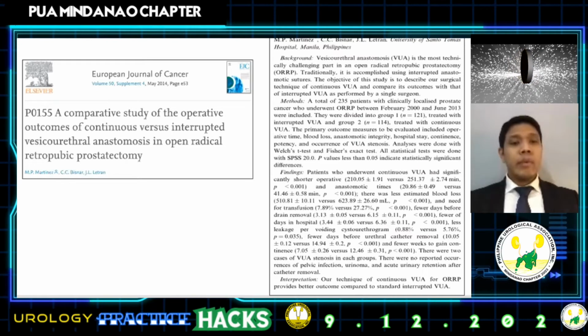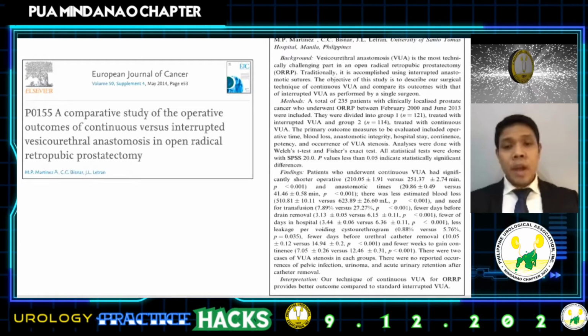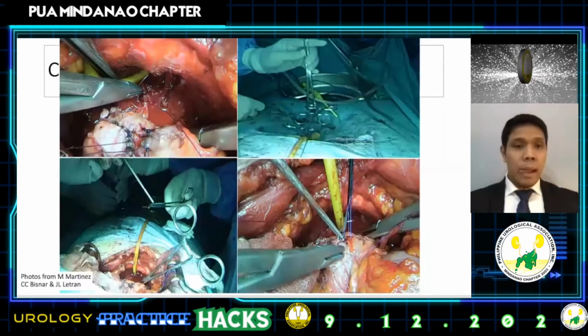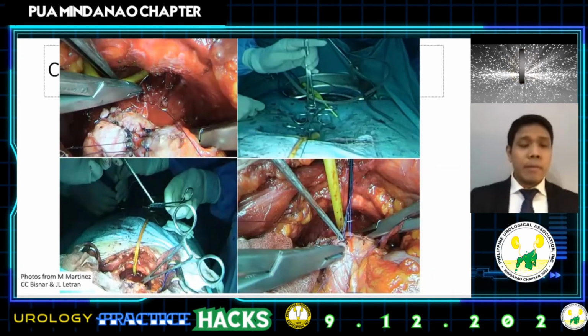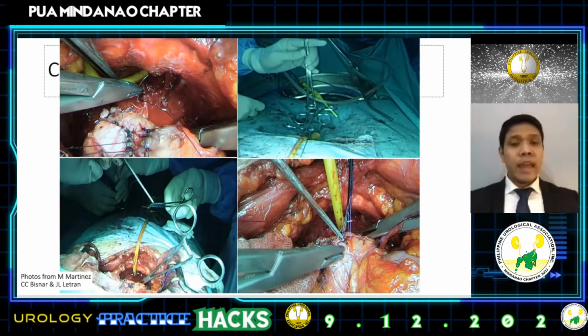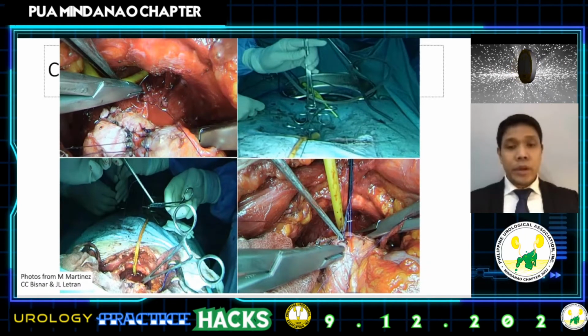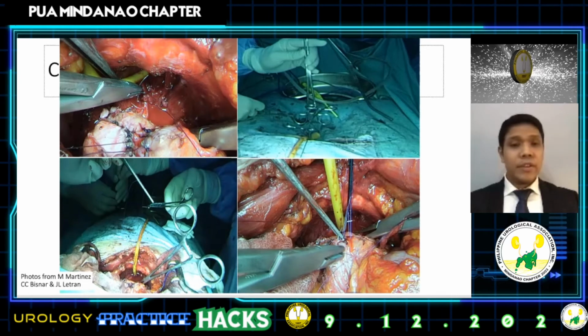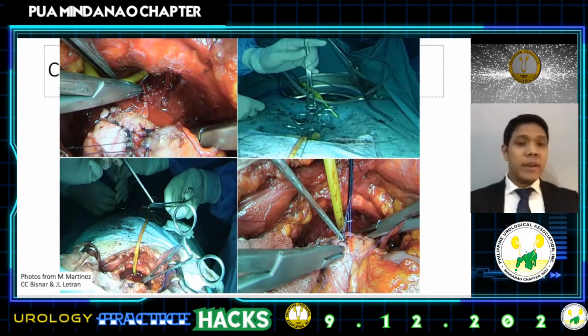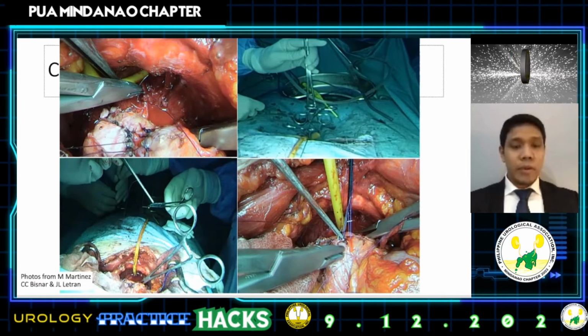There are at least 2 local studies I will show. First is that of Martinez et al. involving a retrospective review of outcomes in interrupted versus continuous VUA. In their technique, they used 2 3-0 absorbable monofilament sutures tied together to create a double-arm ligature. First bite at the 5 o'clock on the posterior bladder lip and another at the 7 o'clock on the other side of the ligature. The corresponding urethral side is gathered with an inside-out suture.